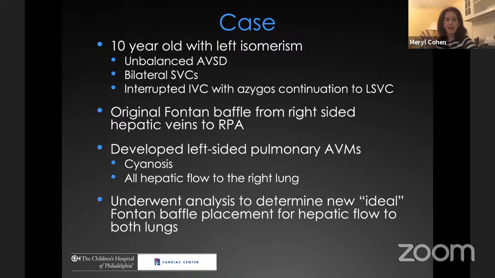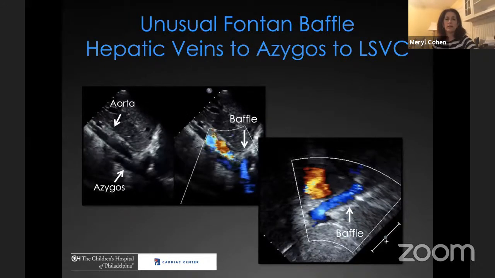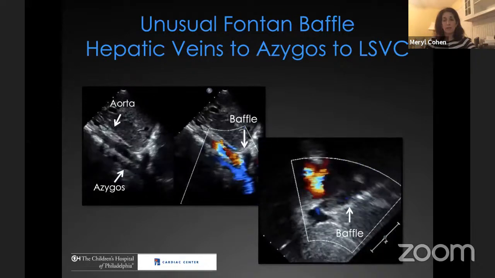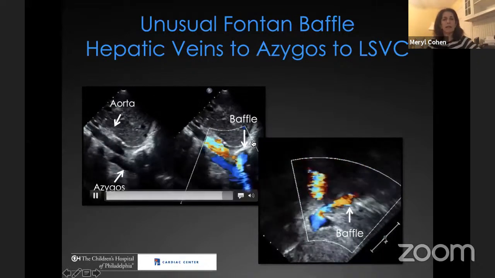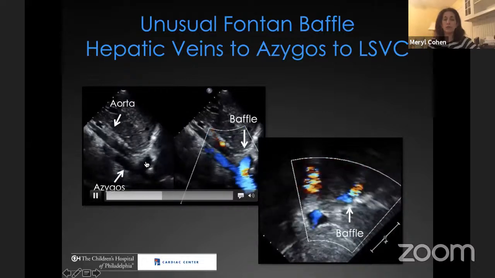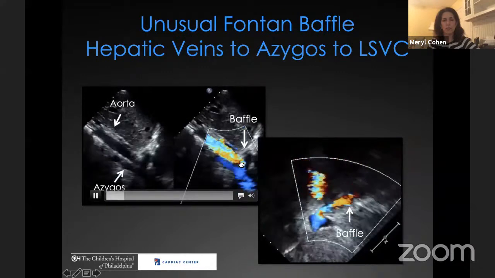So he underwent an analysis to determine a new ideal Fontan baffle placement to try to get hepatic blood flow to both lungs. What we essentially decided to do was take down his right-sided Fontan baffle and connect his hepatic veins directly to the azygos, which was going to the left superior vena cava. And you can see this very unusual looking baffle.